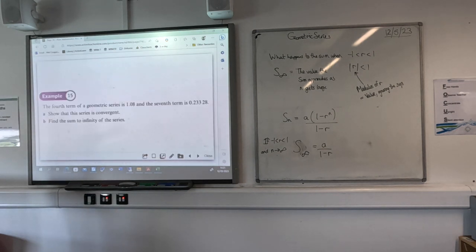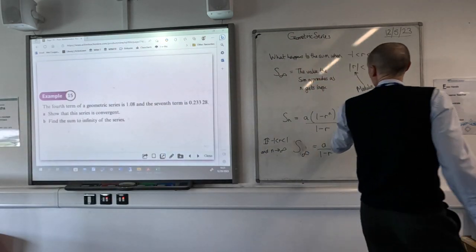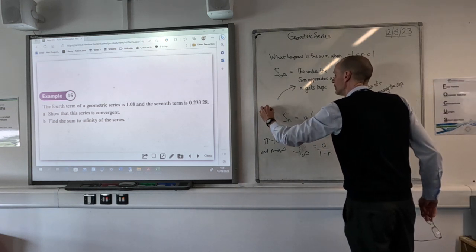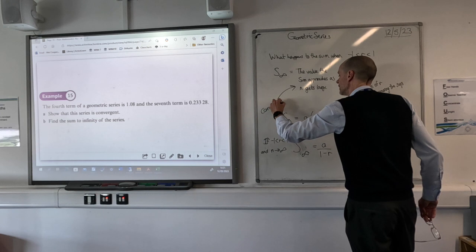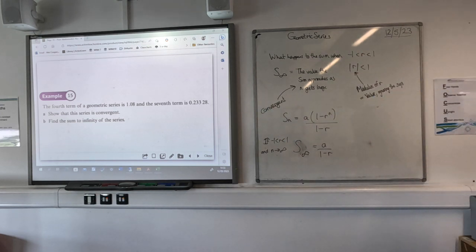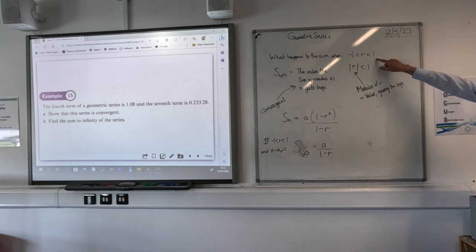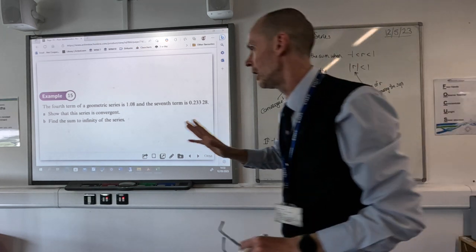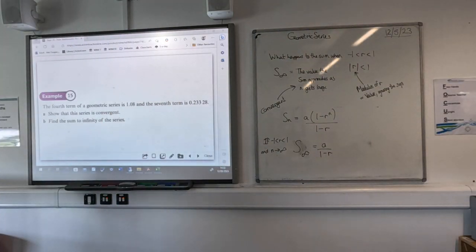We call series like this convergent, okay? So if this is true, we say that it's convergent. And so the test for convergence is showing that r is a value between -1 and +1. So have a go at this question. Firstly, work out what r is and show that it's small, and then use our new formula to work out the sum to infinity.